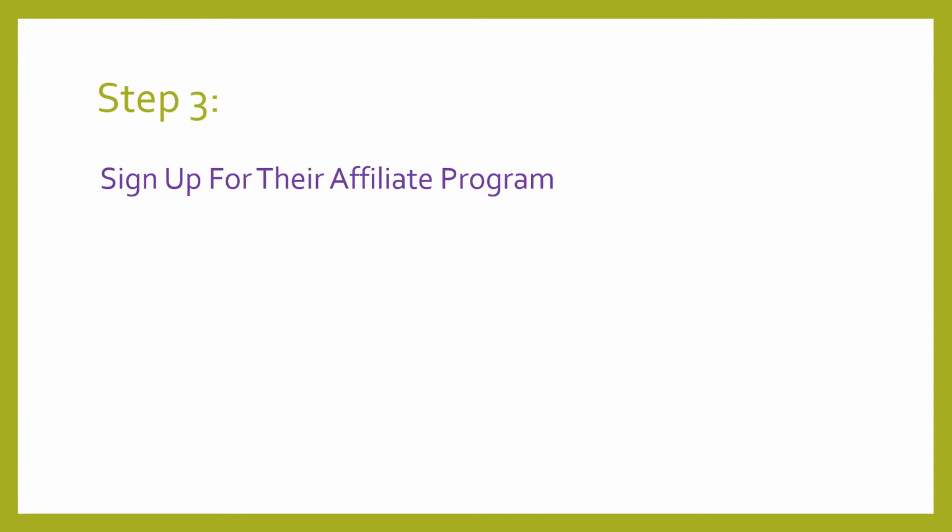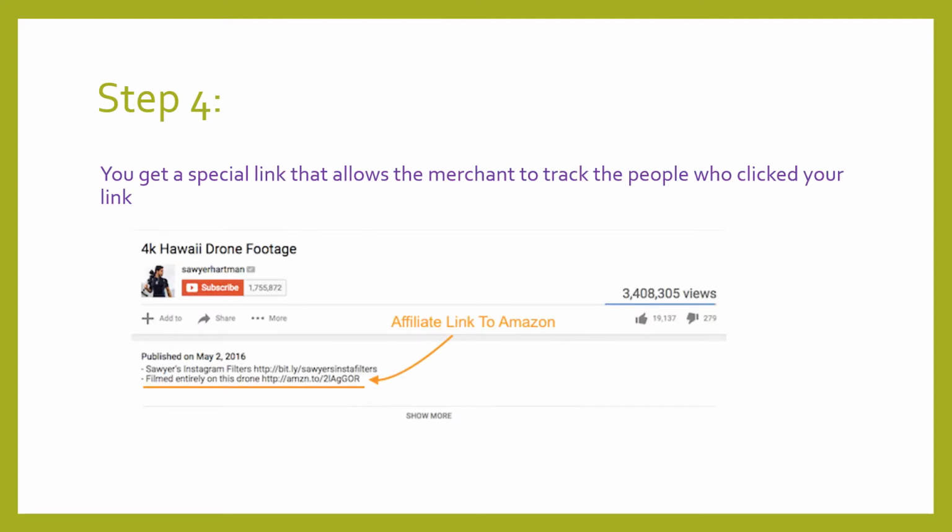And of course, once you find out if the product has an affiliate program, if they do, it's a no-brainer. Sign up for the program and they'll give you a link to help promote. Step number 4 covers that. You get a special link that allows the business to track how many people you sent their way, how many clicked the link, how many bought the product.